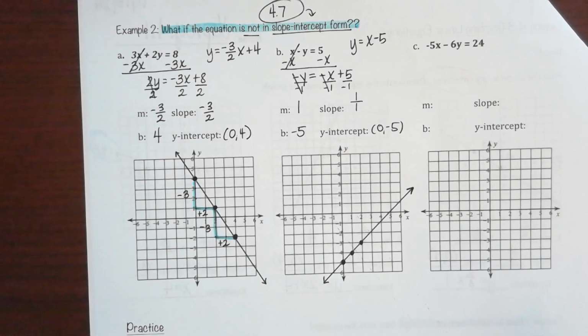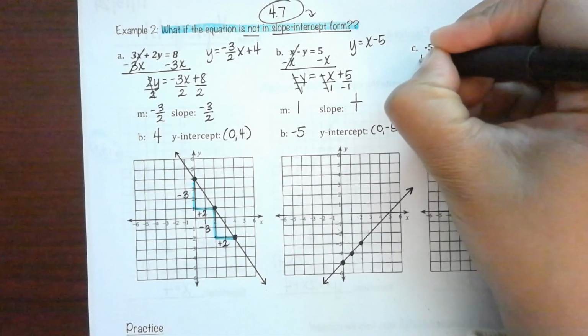Negative 5x minus 6y equals 24. Now what do I do? Y'all help him out. What did I just say? Do I need to tell Zai to not speak either?